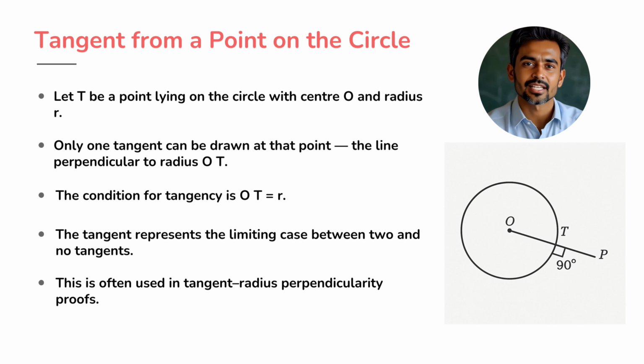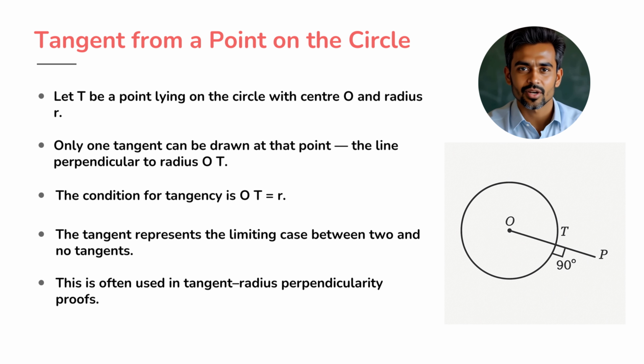Now let's look at the second case, when the point lies on the circle itself. If you take a point T right on the circle, there is only one tangent possible at that point. This tangent will always be perpendicular to the radius drawn to the point of contact. So, if the radius is OT and a tangent touches at T, then the angle OTP equals 90 degrees. The condition for this case is OT equals R.